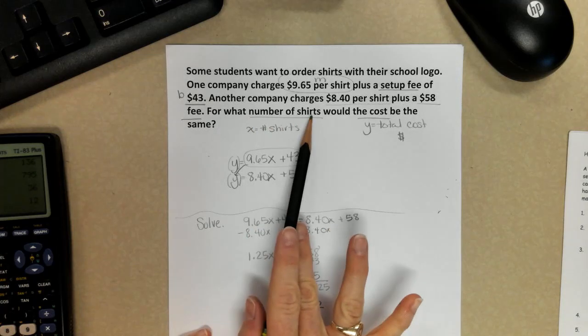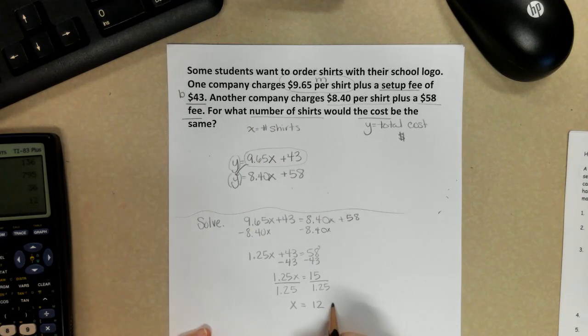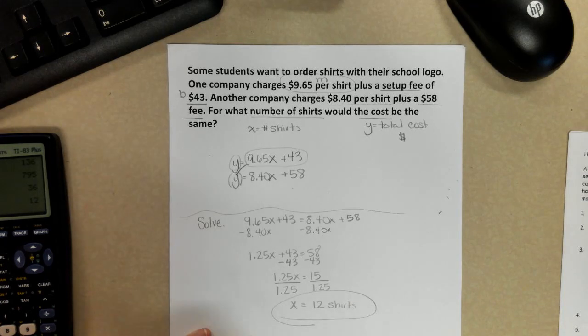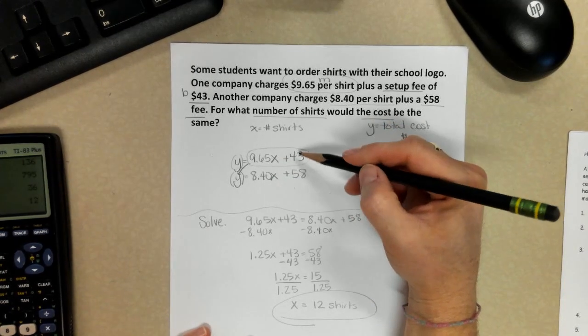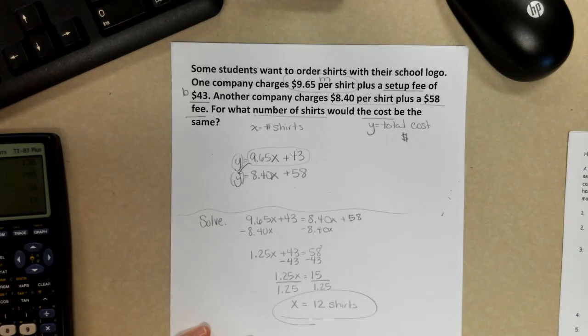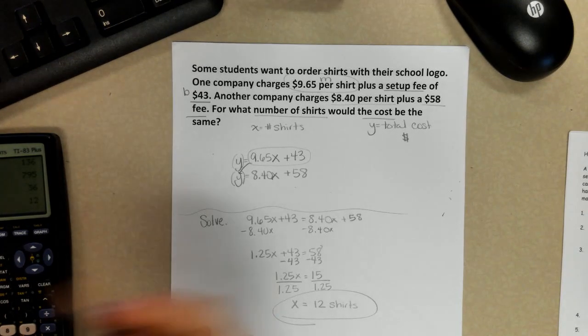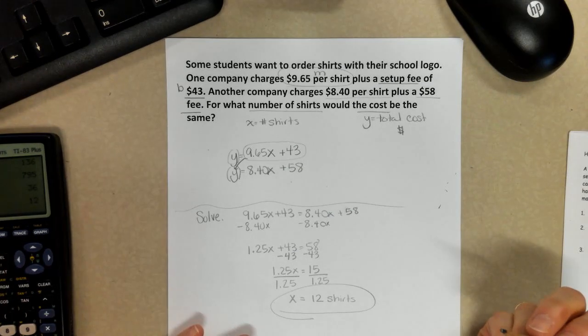For what number of shirts would the cost be the same? X's number of shirts, so that would be 12 shirts. If I plug 12 in, I am going to find out that price that would be the same for both companies. It did not ask me, but if I plugged it in, I would get that.